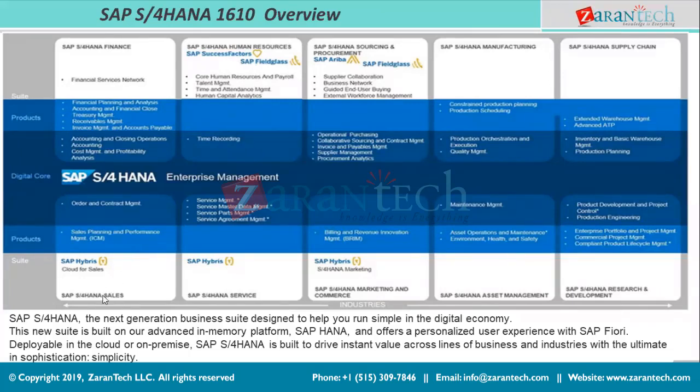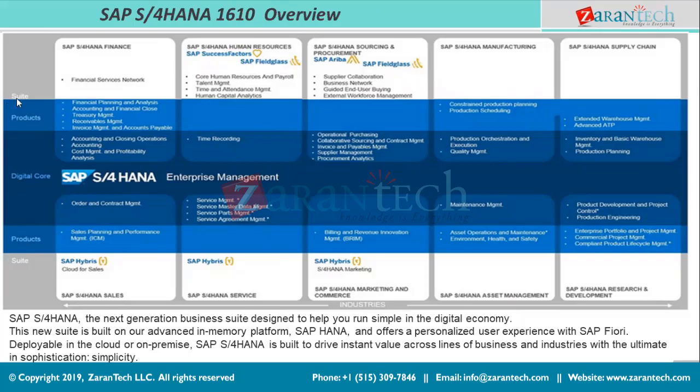And from the sales point of view, with SAP S/4HANA sales, you can see you have integrated with Hybris. But on top of it, you are integrated with a third-party cloud application called S4 Hybris. So if you see this particular diagram, this is what I can call the enterprise management digital core.